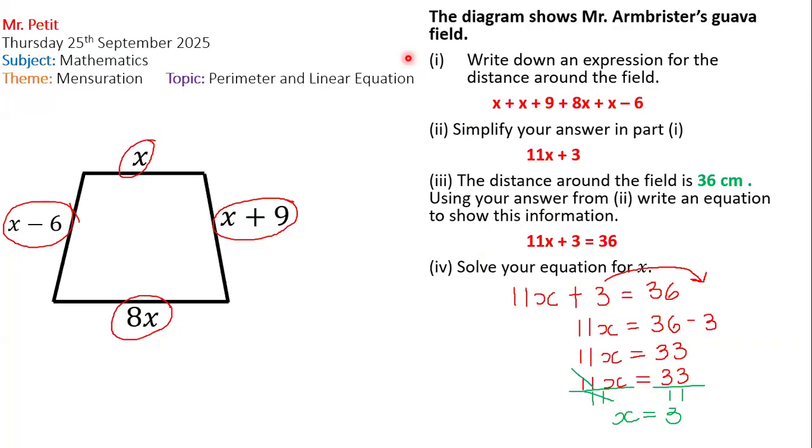All right, so what I want you to do is take a picture of your work and send it to me via WhatsApp. Again, everyone, take a picture of your work and send it to me via WhatsApp. I say it because everyone should have been writing.